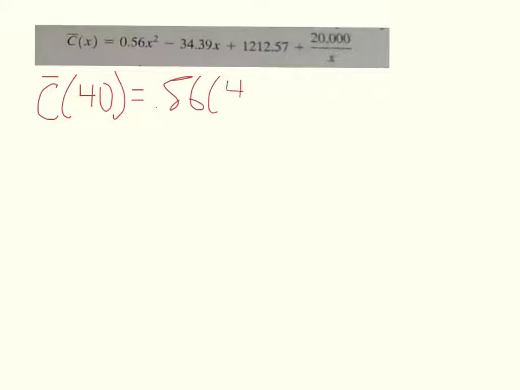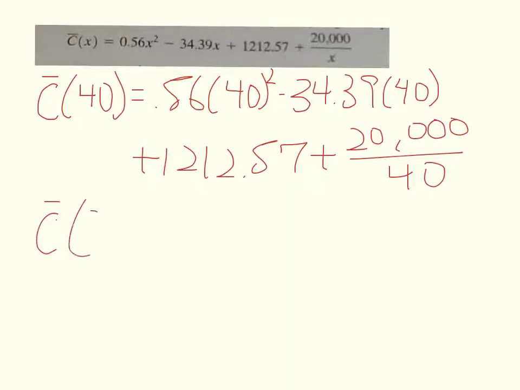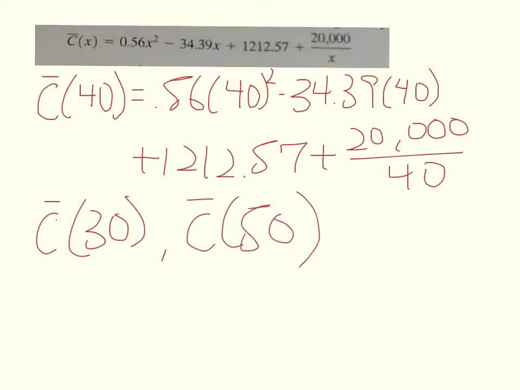0.56 times 40 squared minus 34.39 times 40 plus 1212.57 plus 20,000 over 40. Looks complicated, right? So we could plug this whole thing into our calculator, and then if we had to find it for 30 or for 50, we would have to plug the whole thing in all over again. So here is an easier way.